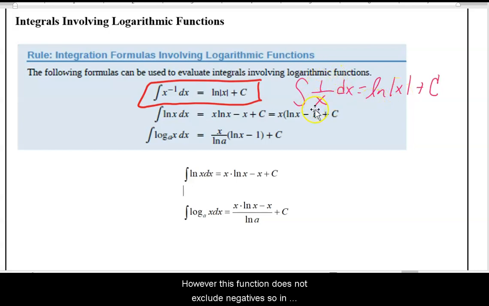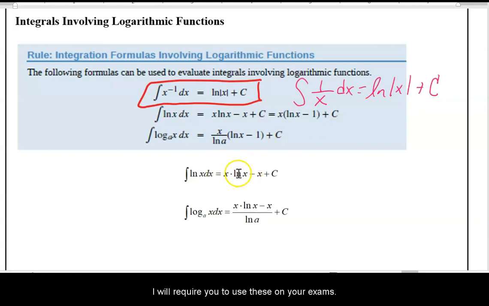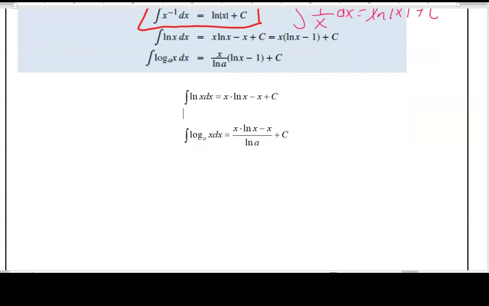However, this function does not exclude negatives, so in order to force this to be realistic, given that we have a natural log function, we have to force the argument to natural log to be strictly positive by putting it in absolute values. I will require you to use these on your exams. Let's take a look at some examples.